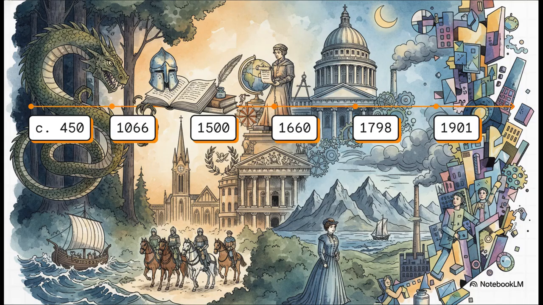Old English epics, they start around 450. The Normans arrive in 1066, kicking off Middle English. The Renaissance dawns around 1500, followed by the Enlightenment in 1660. The Romantics react in 1798, leading to the Victorians in 1837. And finally, the 20th century begins in 1901, ushering in the modern and postmodern eras.